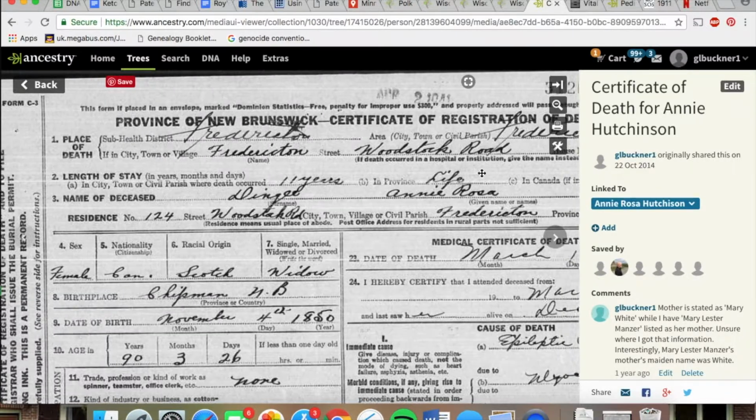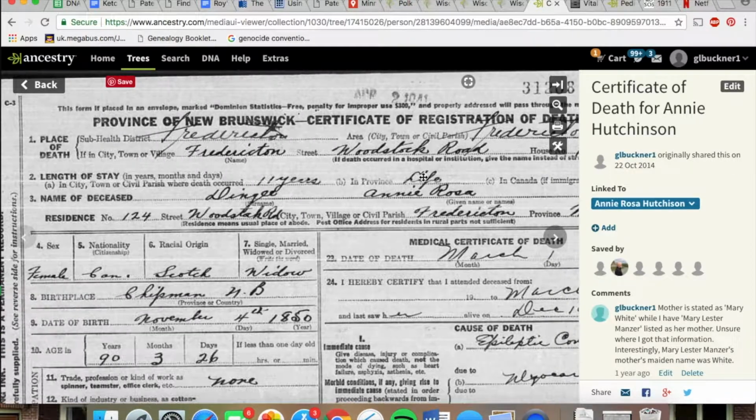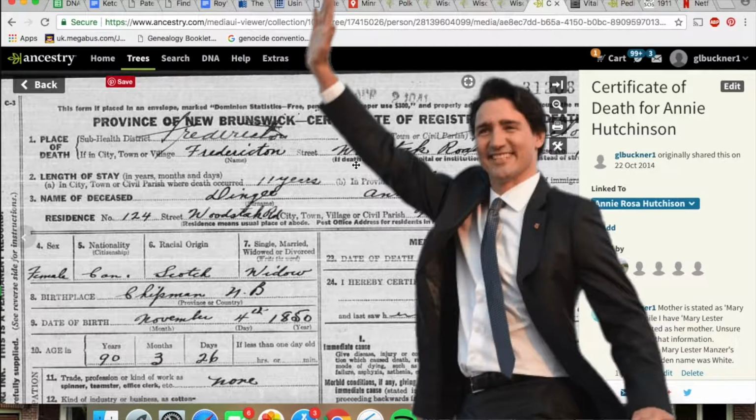So let's just look at this death certificate right now. This is for Annie Hutchinson. She was my fourth great grandmother. She lived in New Brunswick. And actually, if you're looking for death certificates in New Brunswick, they're all for free. Canada is great. Thank you, Canada.